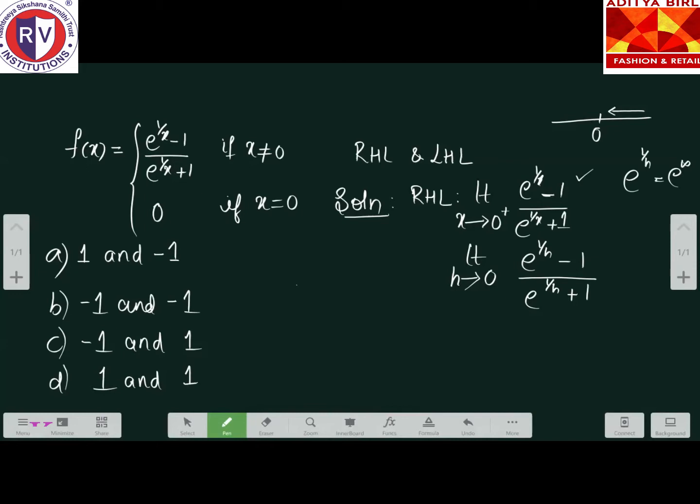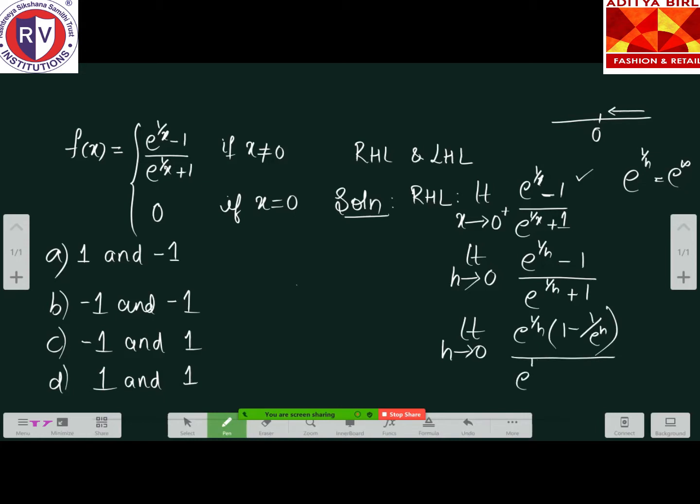Okay, so here to avoid that infinity, let us take e to the power of 1 by h common from both the numerator and denominator. What is left out is 1 minus 1 by e to the power of 1 by h divided by, taking e to the power of 1 by h common from the denominator, we are left with 1 plus 1 by e to the power of 1 by h. So here e to the power of 1 by h in both numerator and denominator will cancel.